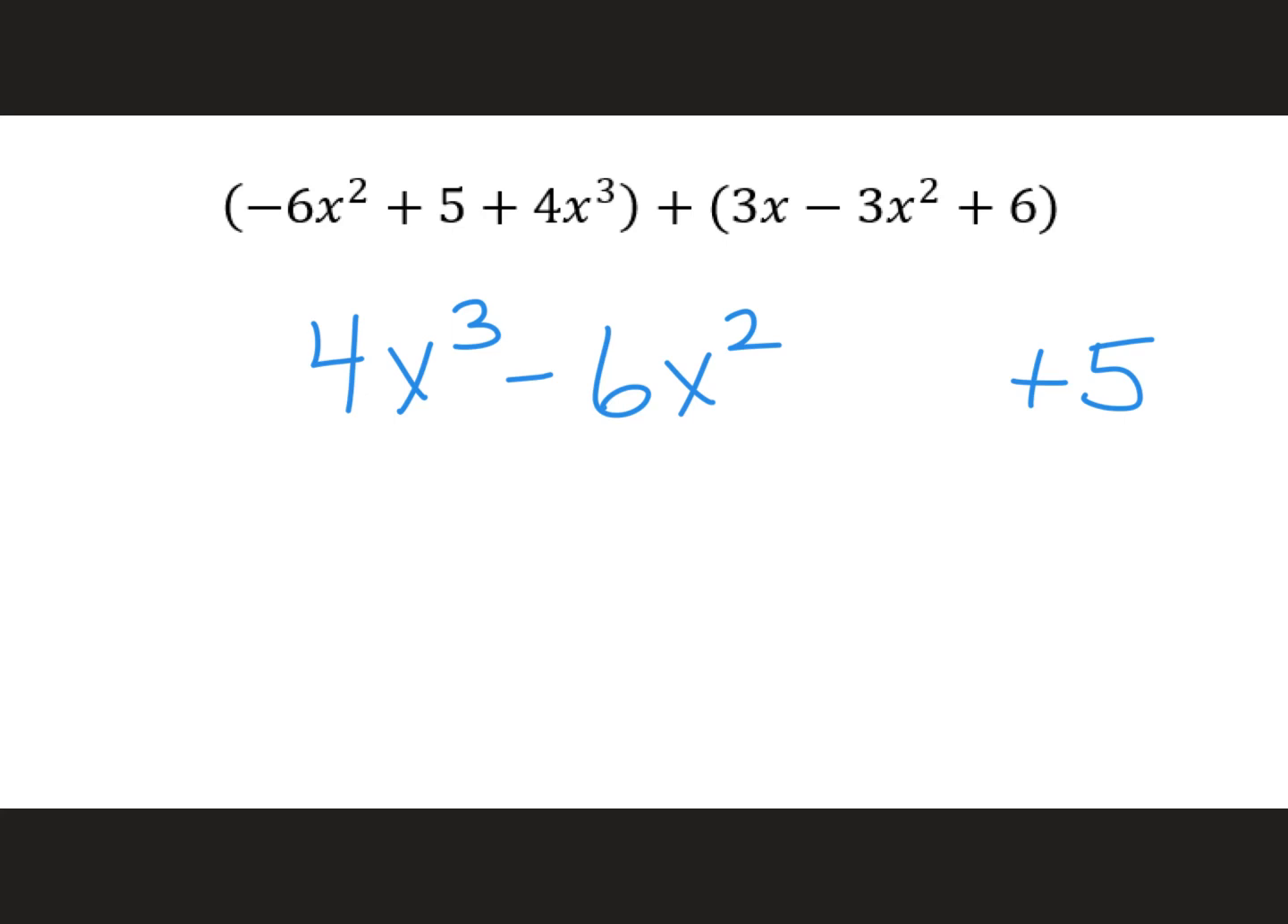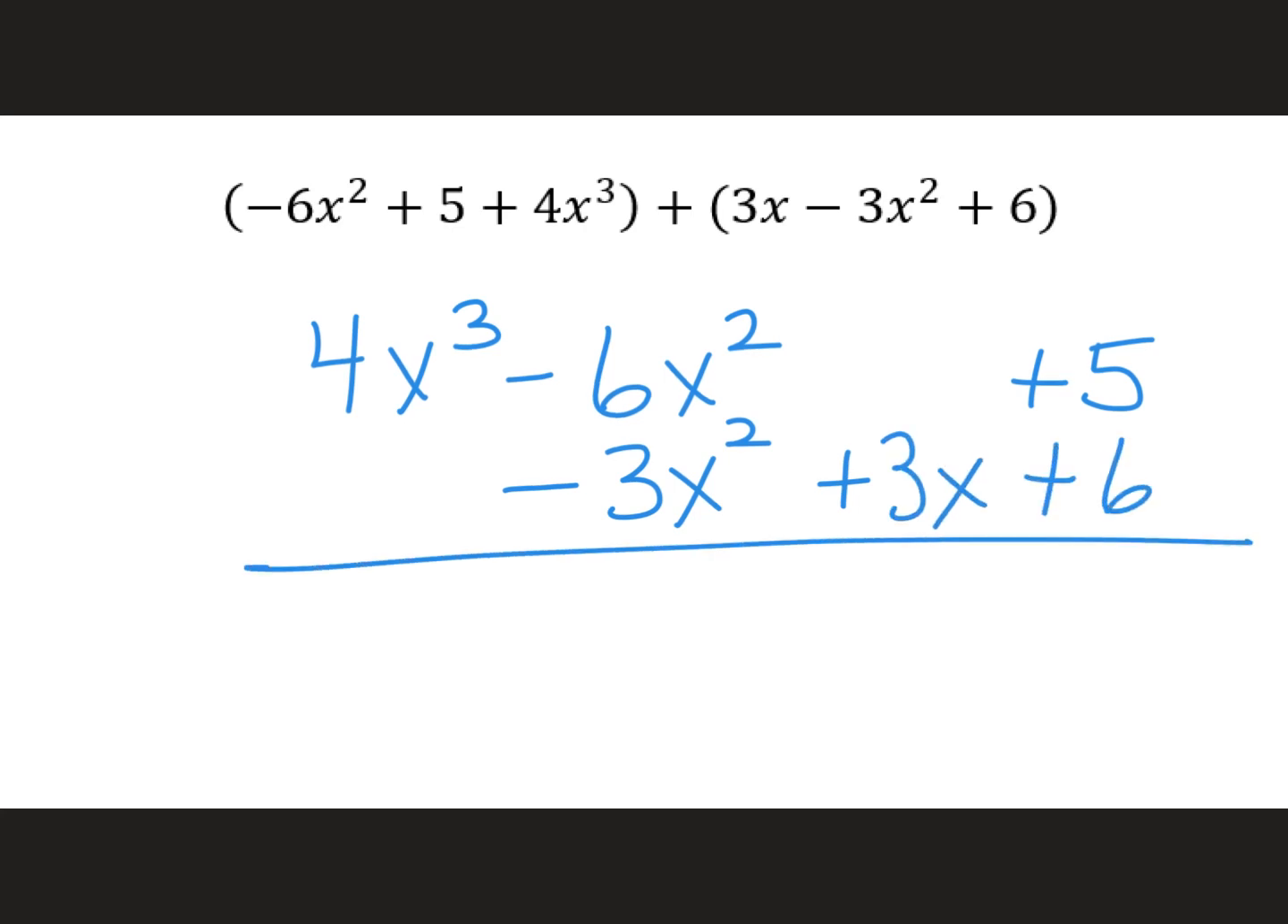So I don't have any x to the power of 3 in that one, but I do have an x squared. I do have a 3x. What's the sign for that? Positive. And then plus 6. And then I'm just going to add 4x to the power of 3.